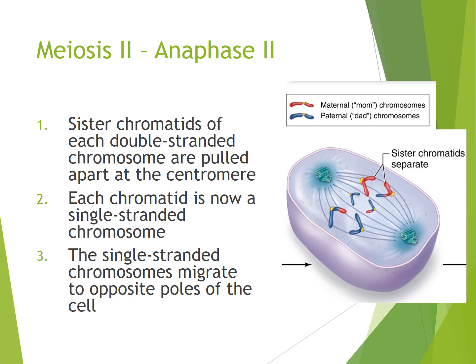Following metaphase 2, we enter anaphase 2, where the sister chromatids of each replicated chromosome are pulled apart at the centromere and become separated. Now, each sister chromatid is termed a single chromosome, and it is pulled to the opposite pole of each cell.